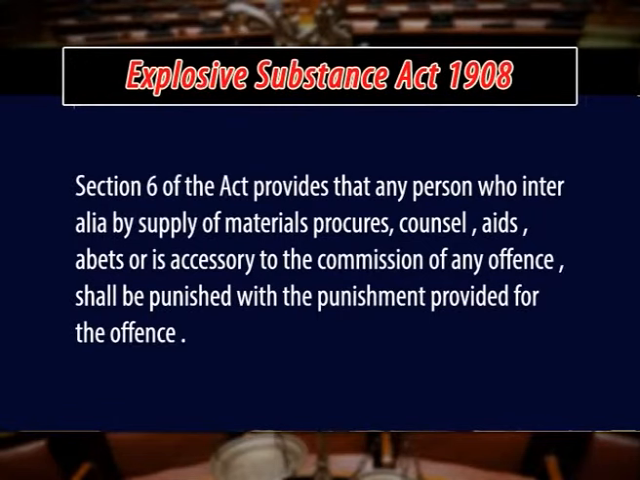Section 6 of the Act provides that any person who inter alia by supply of materials procures, counsels, aids, abets, or is accessory to the commission of any offence shall be punished with the punishment provided for the offence. The commission of the offence is a necessary ingredient of the offence under Section 6 of the Act, and ordinarily it is the primary intention of the accused that must be taken into consideration in determining his guilt.